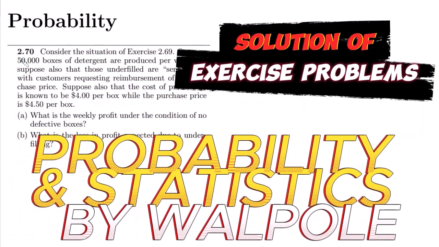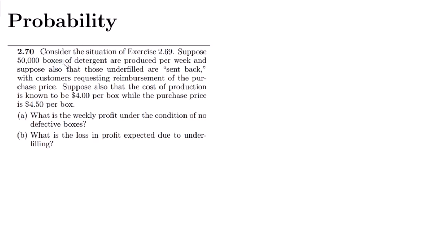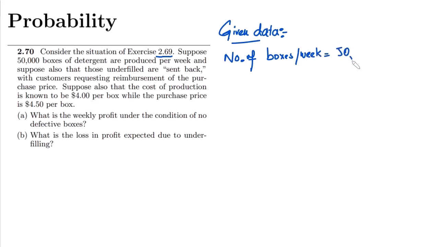Welcome back, guys. This is question 2.70, and the statement it has is, consider the situation of exercise 2.69. Suppose 50,000 boxes of detergent are produced per week. So the given data, let me write it here: the number of boxes produced per week is 50,000, as given here.